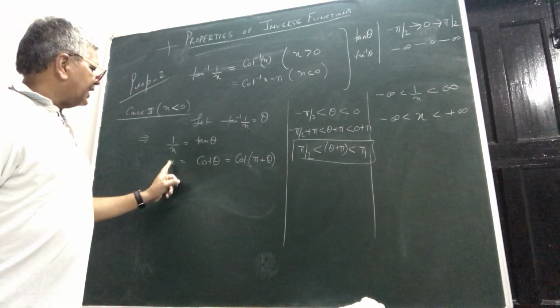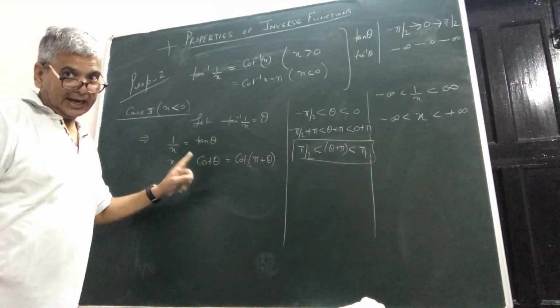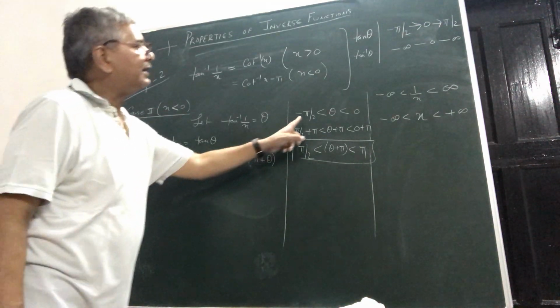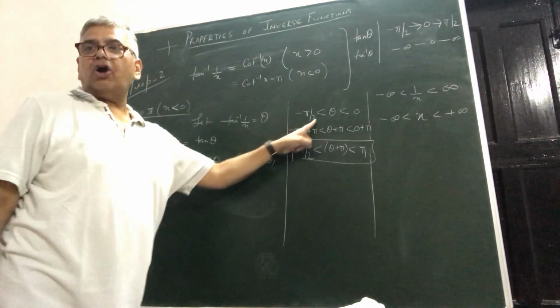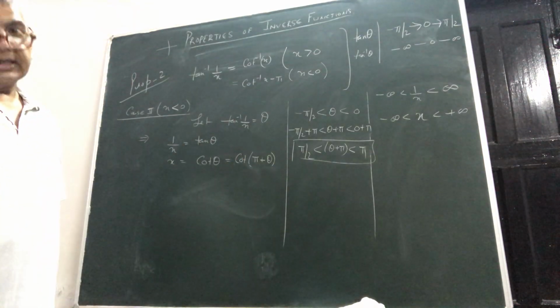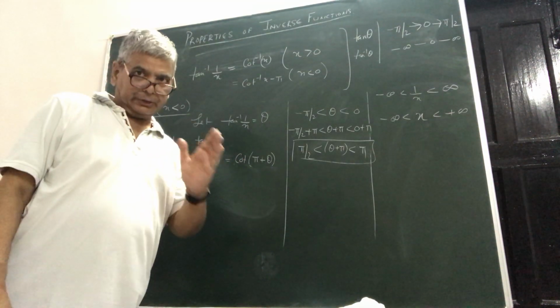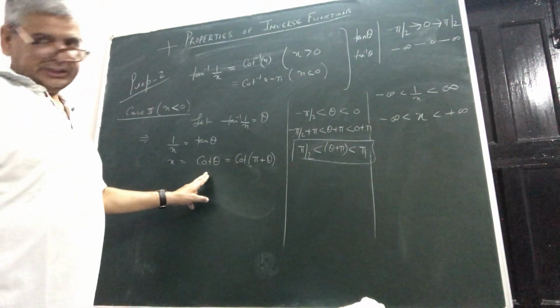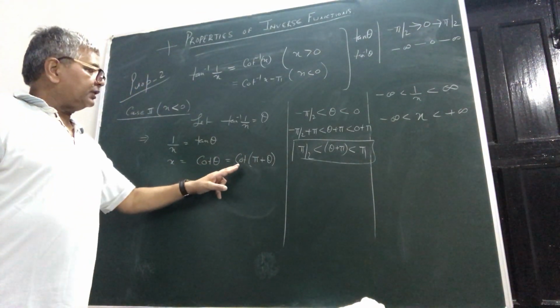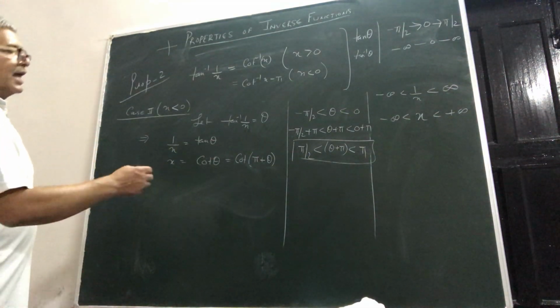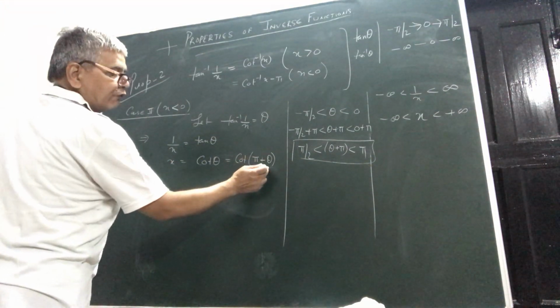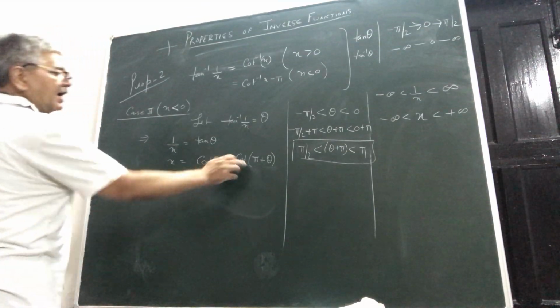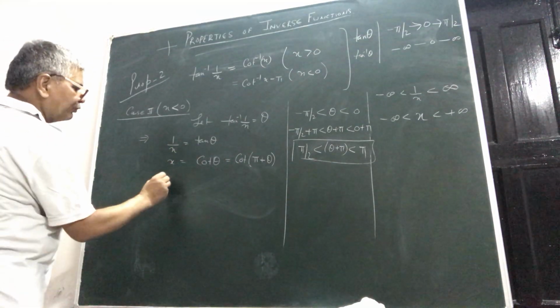1 upon x is tan theta, so x is equal to cot theta. I can't write that directly. I have to change my cot theta because theta is lying between minus pi by 2 and 0, which is not in the principal branch of cot theta. The principal branch of cot theta is 0 to pi. So we had to change this, because if we take cot inverse x, then this should fall within the principal branch of cot theta. And now once it has fallen, of course you are justified.